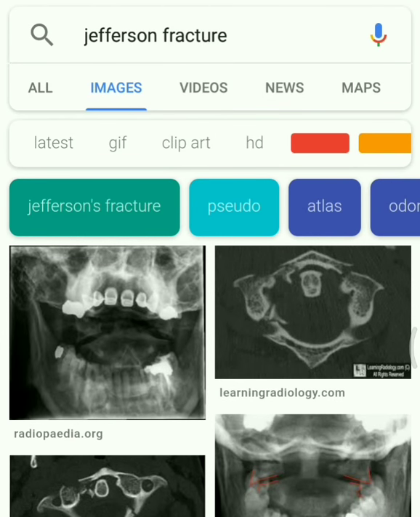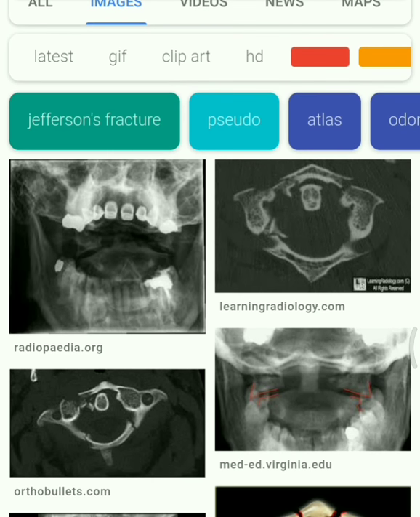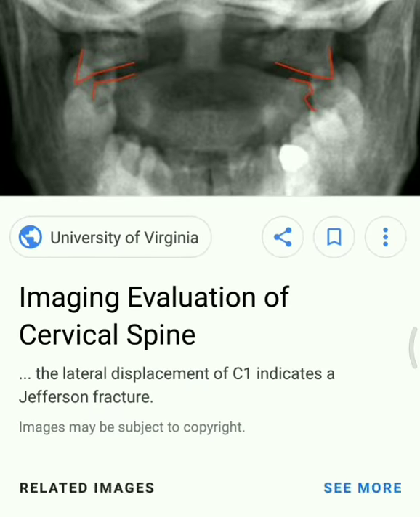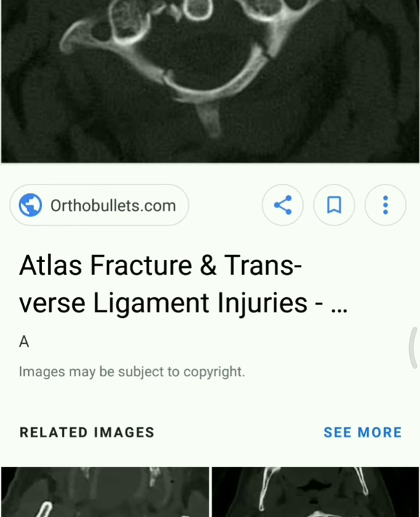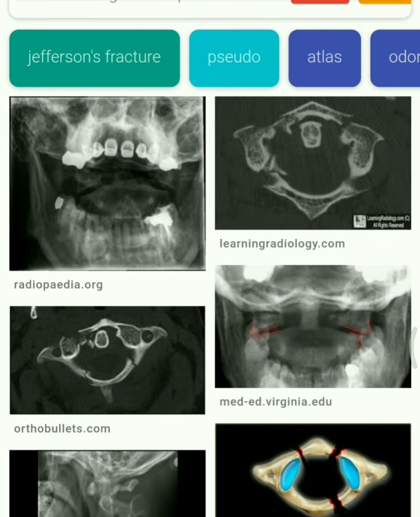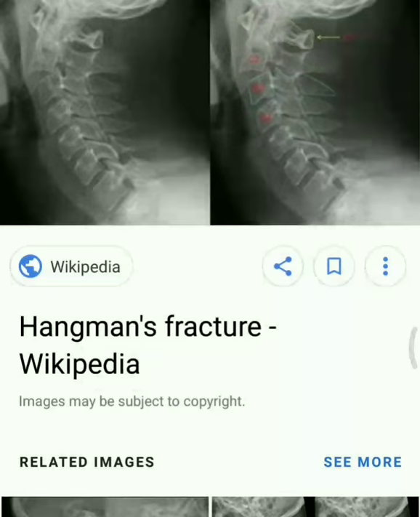Now a few eponymous fractures. First is Jefferson's fracture. Jefferson fracture is the worst fracture of the ring of the C1 vertebra. 80% of patients do not have any neurological deficits. So this is a fracture of the atlas bone.